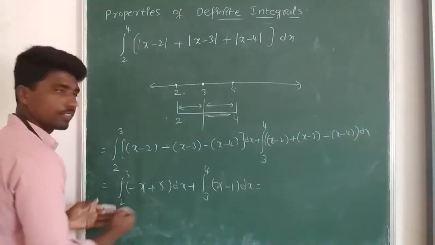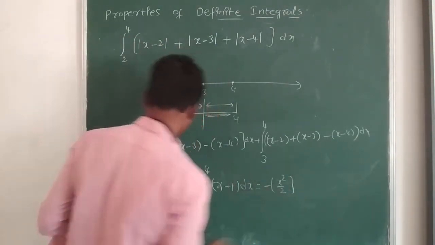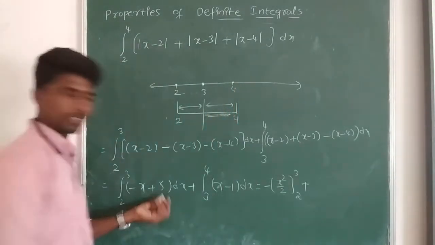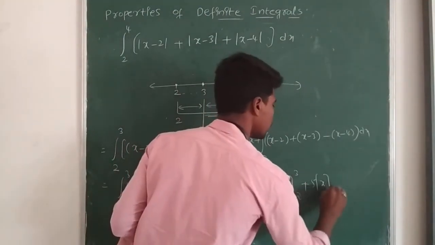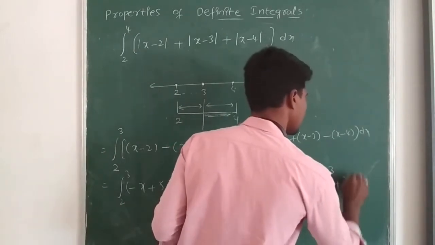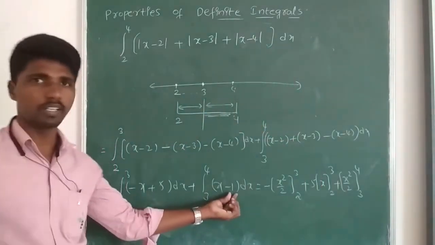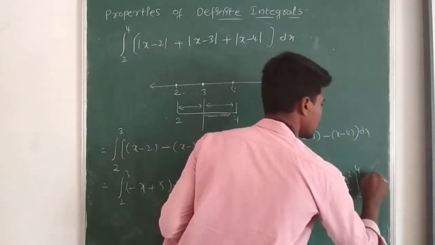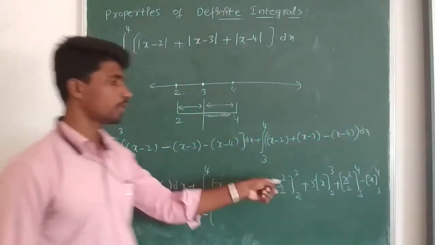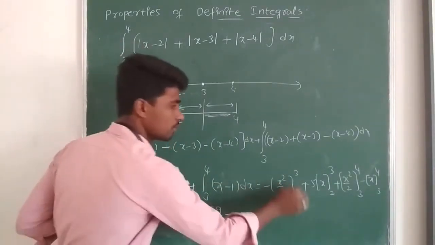So now find its integrals. Minus x integral is minus of x square by 2, and the limit is 2 to 3, plus 5 integration: 5 into x, 2 to 3, plus x integration, x square by 2, 3 to 4, minus 1 integration, minus x, 3 to 4. Substitute the values. Minus of 3 square is 9, so 9 by 4, minus 2 square is 4.